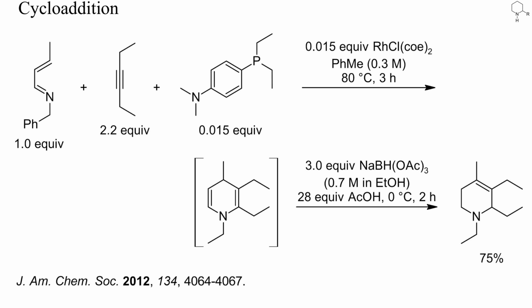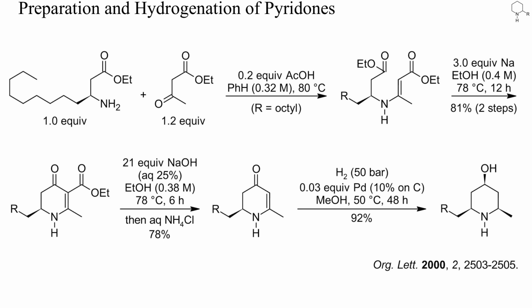If the imine is part of a 1,3-diene, as in this example, the diene will be electron deficient and the dienophile must therefore be electron rich for a Diels-Alder reaction to proceed. Here, the reaction was catalyzed by a rhodium complex and the initially formed enamine was reduced with borohydride to a tetrahydropyridine. Pyridones can also be obtained by condensing beta-amino esters with beta-keto esters, as in this example. Catalytic hydrogenation yielded in this case a tri-substituted piperidine.